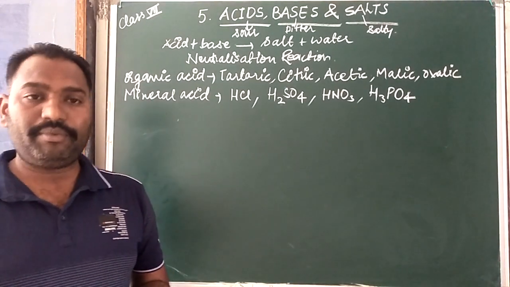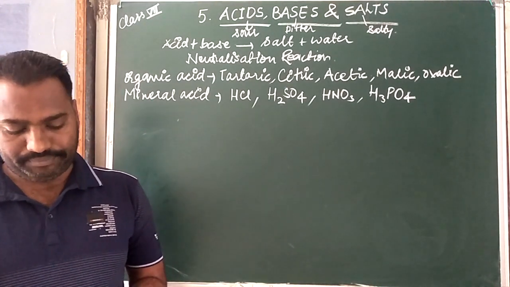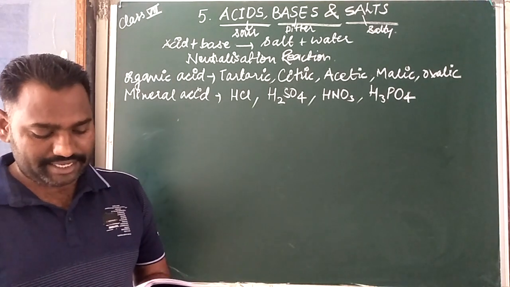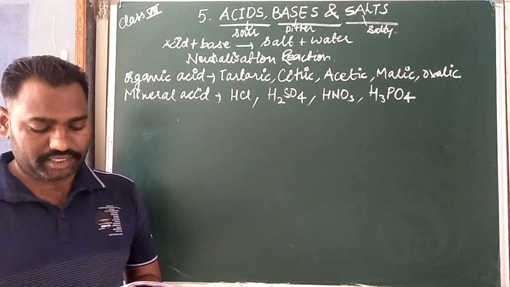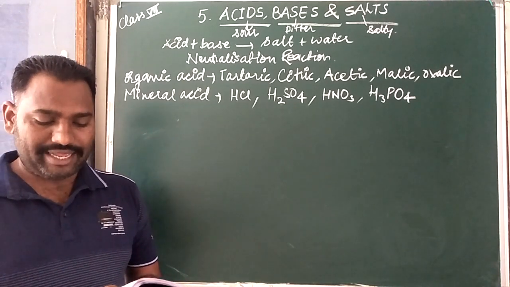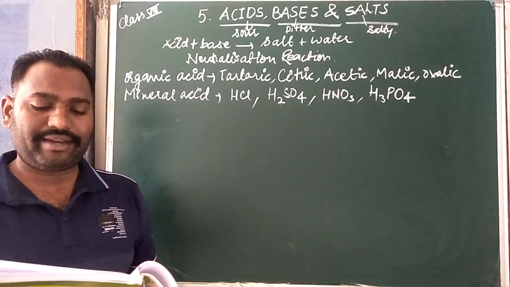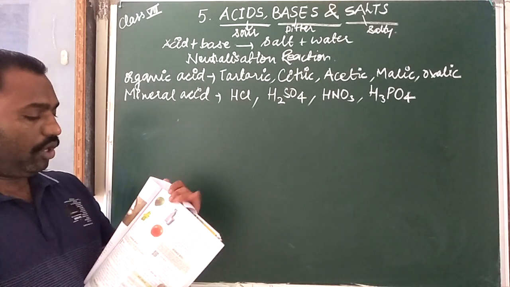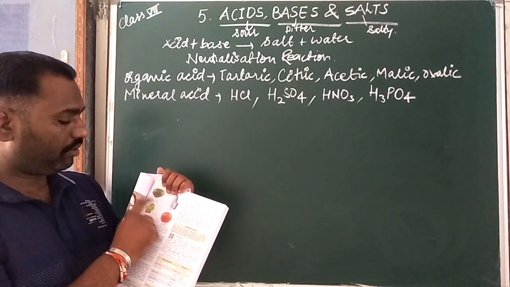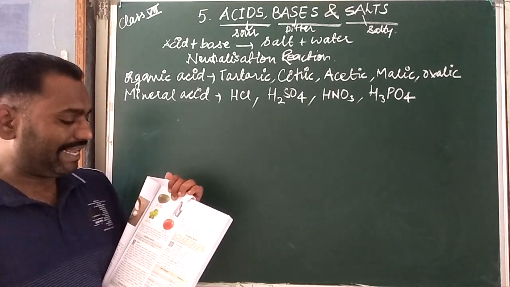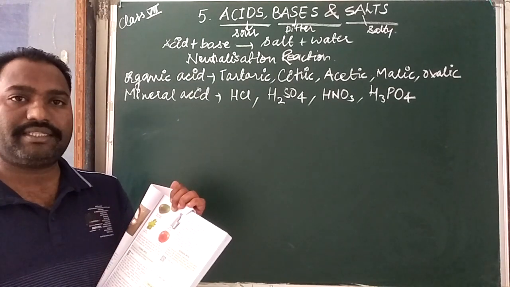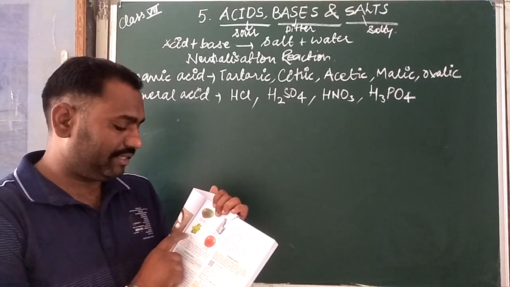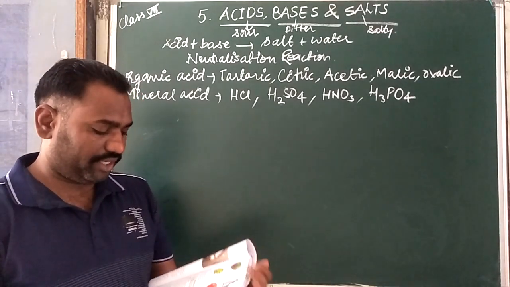Mineral acids are strong acids and are used in the industry for the manufacture of fertilizers, chemicals, dyes, explosives, detergents, plastics, and various other substances. Mineral acids also have a sour taste like natural acids. Look at what is written here: raw mango contains tartaric acid, milk contains lactic acid when it is converted into curd, grapes contain tartaric acid also, and orange contains citric acid.